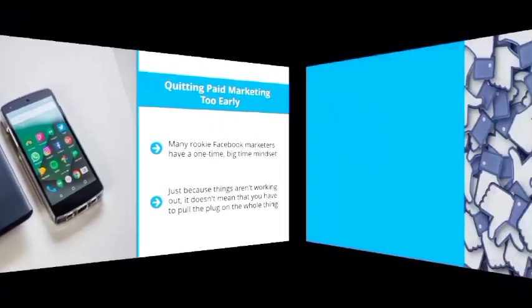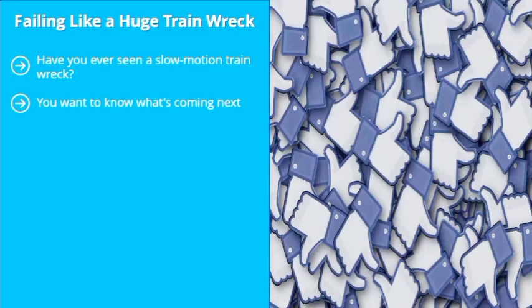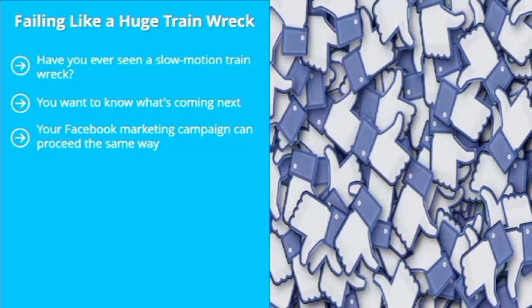You'd make modifications of your existing campaigns. Failing like a huge train wreck. Have you ever seen a slow-motion train wreck? It's quite sad because it's all too predictable, but you can't turn your head and look the other way. You want to know what's coming next. You know, at the back of your head, what exactly is going to happen, but it's so slow, so massive, that you just can't help but look. Your Facebook marketing campaign can proceed the same way. You know that the campaign is failing, but you can't quite put your finger on the cause. So you just go through the motions like a deer with its eyes caught in the headlights.